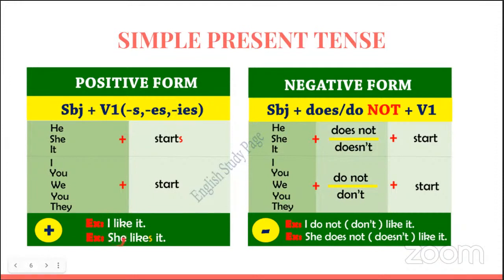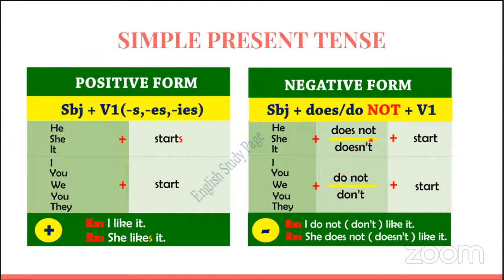Whenever I'm using the third person singular, she likes it. As we can see, the verb has suffered a modification. This is for affirmative statements. For negatives, as I said before, we are going to be using these two auxiliaries. You can either use the complete form, does not, or the contracted form, doesn't. The same with do not or don't. You can either use this one or this one. Both of them are okay.